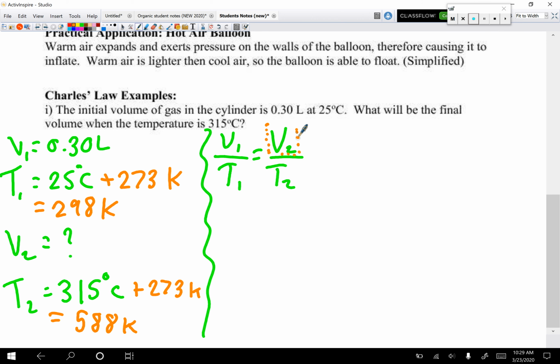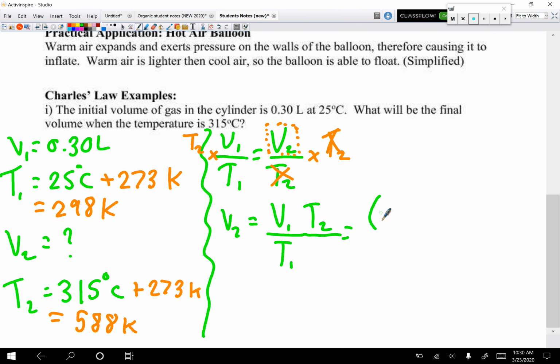So for example, we are solving for V2. That means we have to get rid of T2. Now we'll notice that V2 is being divided by T2. So because it's being divided, in order to get rid of T2, we have to multiply both sides by T2. And this will cancel out T2 on the right hand side. So we're left with our new equation: V2 is equal to V1 over T1 times T2.